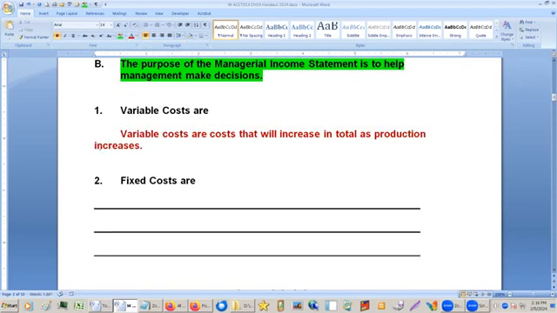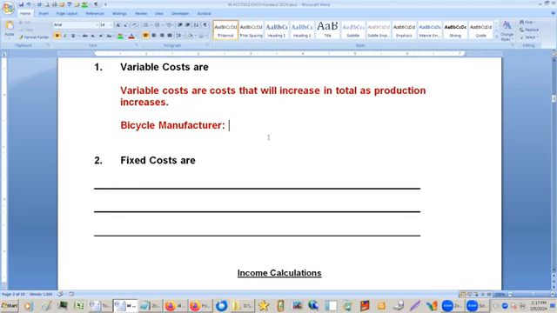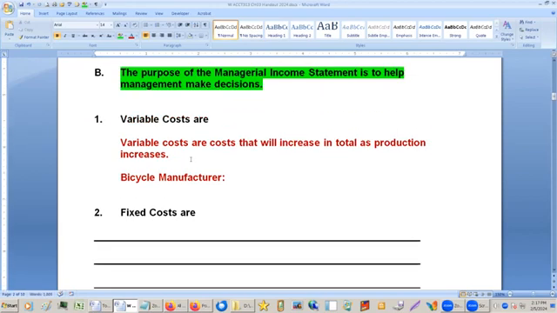So the more that you produce, the more it costs. Okay, so a bicycle shop. Let's say bicycle manufacturer. So we're making bicycles. What would be a variable cost? A cost that would increase as we made more bicycles.